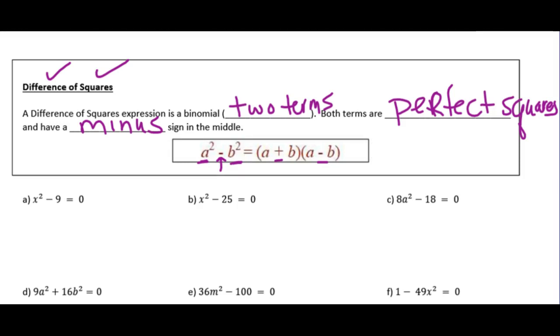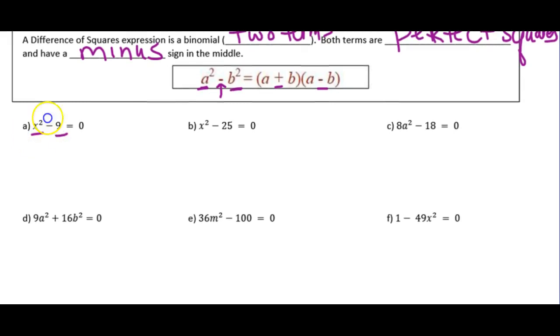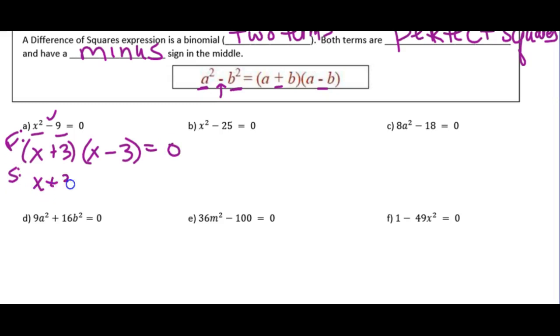So looking at the first example, A, perfect square, and it's a difference, so it is a difference of squares. I know one will be a plus, one will be a minus, that's the rule. X squared, square root of that is x. 9, square root of that is 3. So that's my factoring. And then solving it, I set each one equal to 0 and solve. Which what you're going to notice here is that you'll get the same number but different signs. So our solution is negative 3, positive 3.